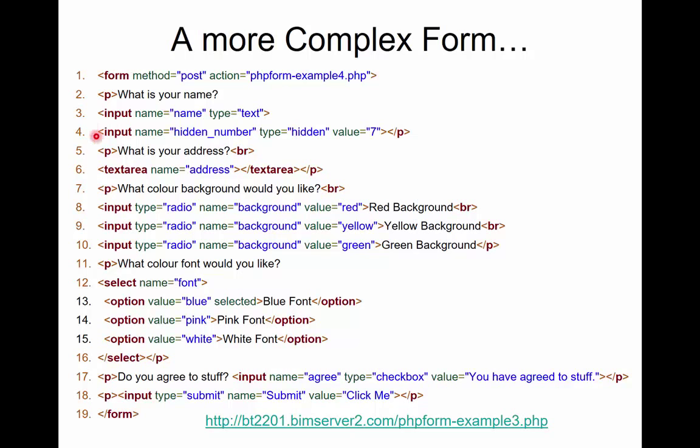Line 4. What type is it? Hidden, yeah? And that's the kind of stuff we don't see. So I give it a name, in this case hidden number. What's the value? 7, okay. Line 5.